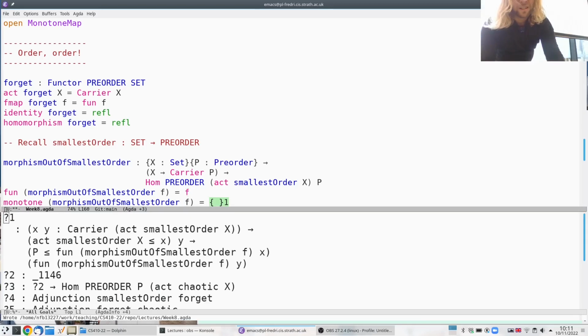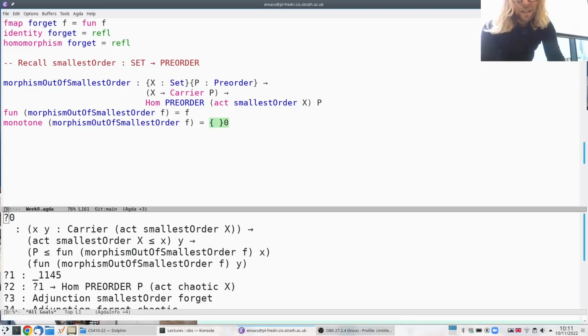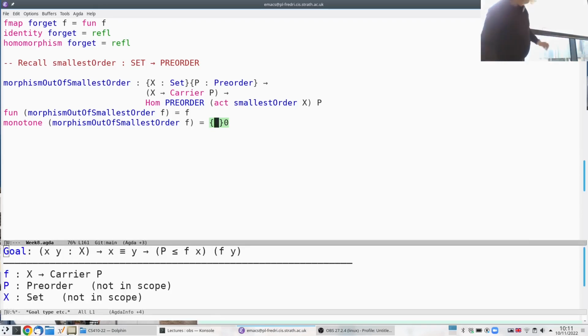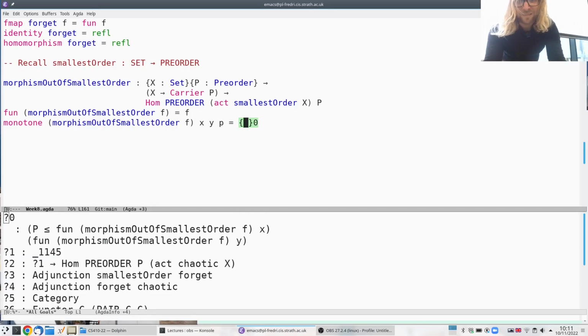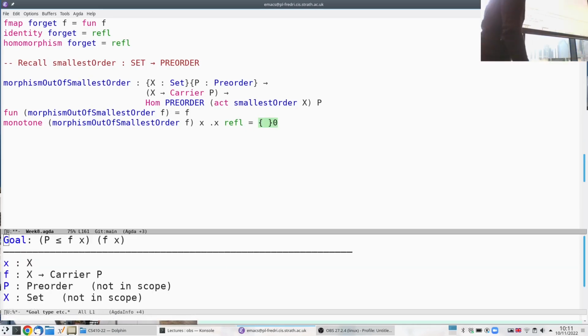So that's okay. And now here, I have to show that if I have x and y and they are equal, then f of x should be less than f of y. Less than or equal to, importantly. So, thank goodness for the or equal to, because we're going to need it. So I'm going to take x and y and some proof p, and then I'm going to immediately pattern match on my p, which tells me I only have to consider the case where x is equal to y. Now I need that f of x is less than or equal to f of x, which should follow from the fact that P is reflexive.